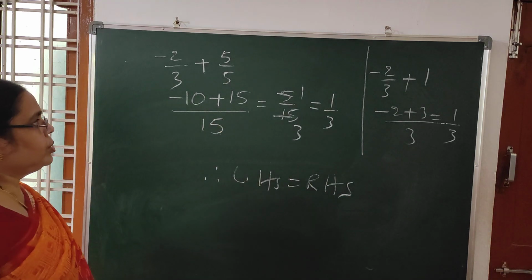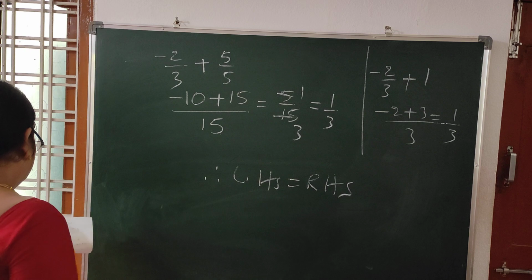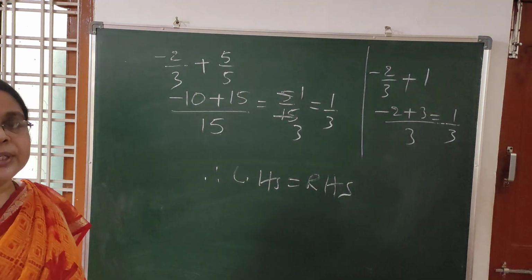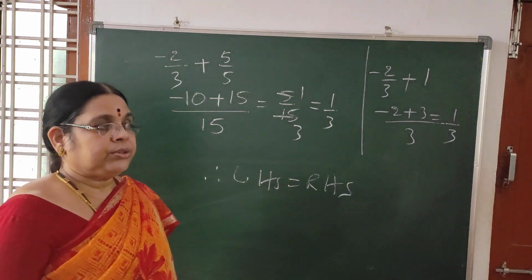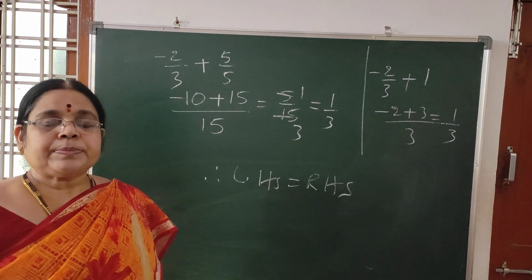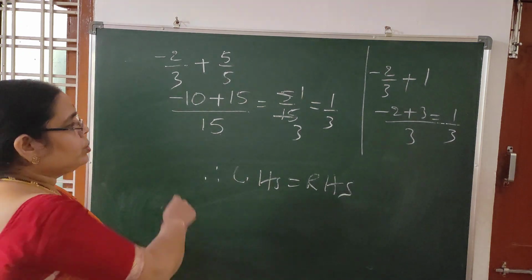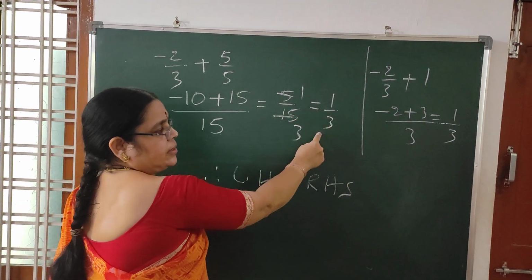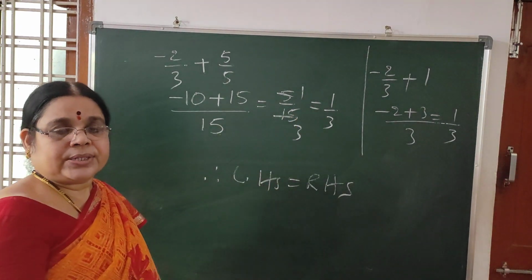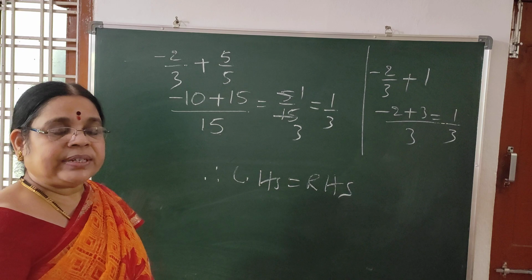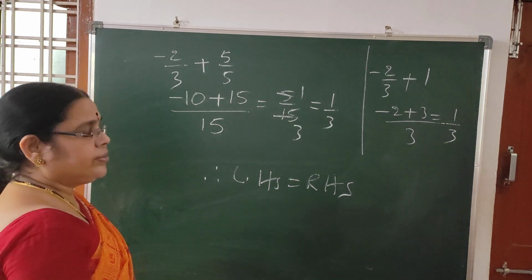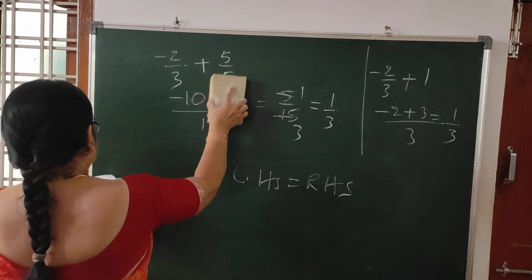So what x value did you get? Minus 1 by 2. In LHS only you have variable x, so substitute x equal to minus 1 by 2 in LHS. When you do all this, you get 1 by 3, which equals RHS, because RHS is given as 1 by 3. Therefore, LHS is equal to RHS.